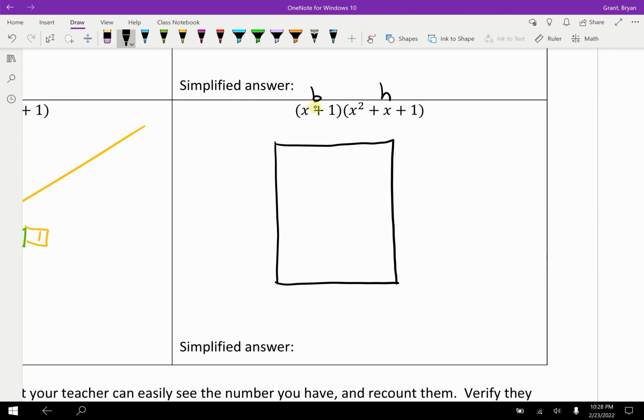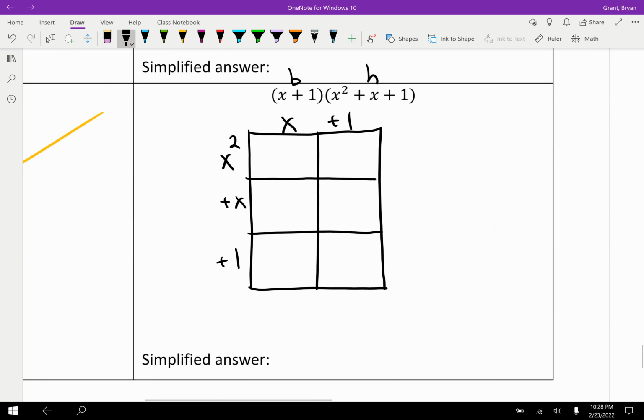Now my base has 2 terms. It has x and a positive 1, which means my rectangle is going to be split into 2 columns. But the height has x squared, positive x, and a positive 1, which means the height is going to split my rectangle into 3 more divisions. And so when we split something in 2 and then into 3, that's actually going to give us 6 spaces. How do we find the interior of each space?